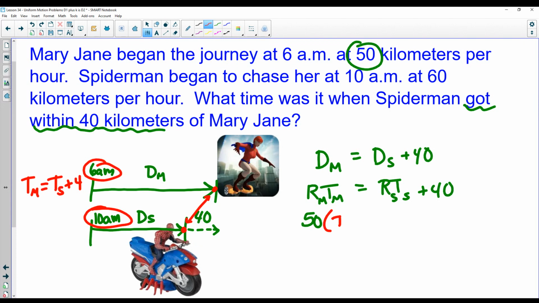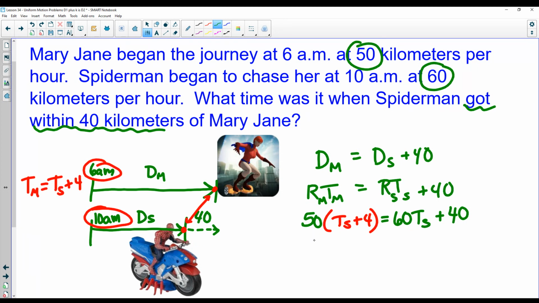And let's substitute. All right, after the equal sign, rate Spider-Man. Do we know how fast Spider-Man was going? Yes, we do. 60 kph. And T sub s, let's just leave that as is, because we already have a T sub s in the equation, so that's good. We want to have one variable to solve for at a time.